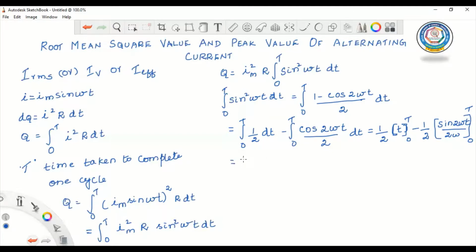So, what will you get now? Half. So, you are going to substitute here. Upper limit is t, lower limit is 0. So, what will you get? T minus 0. So, this is our first part. Am I right? Yes. Minus. Take this 2 omega also here. So, what will you get? 1 divided by, already you have 1 by 2 here, right? So 2 into 2 omega, you will get 4 omega. Am I right? Yes.